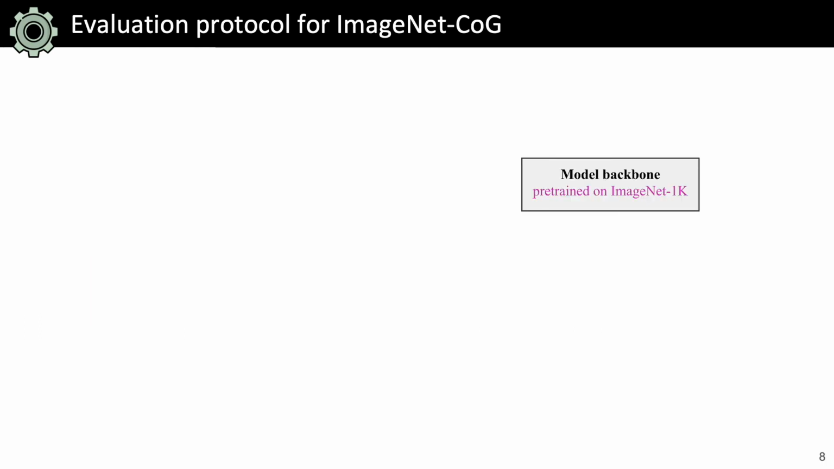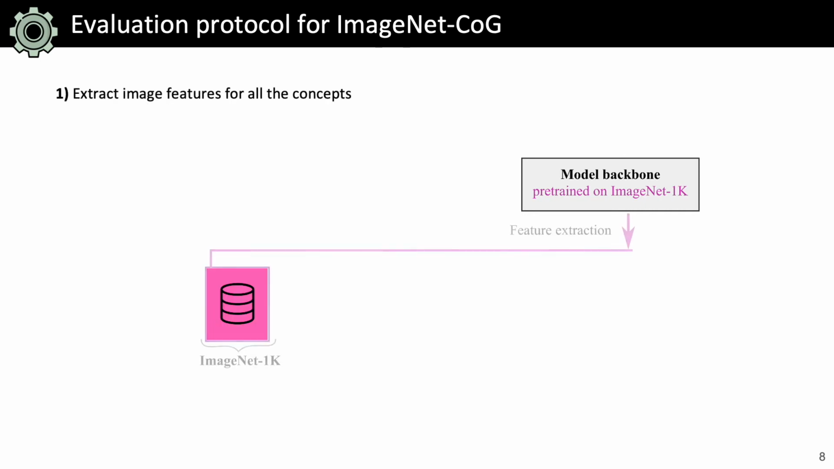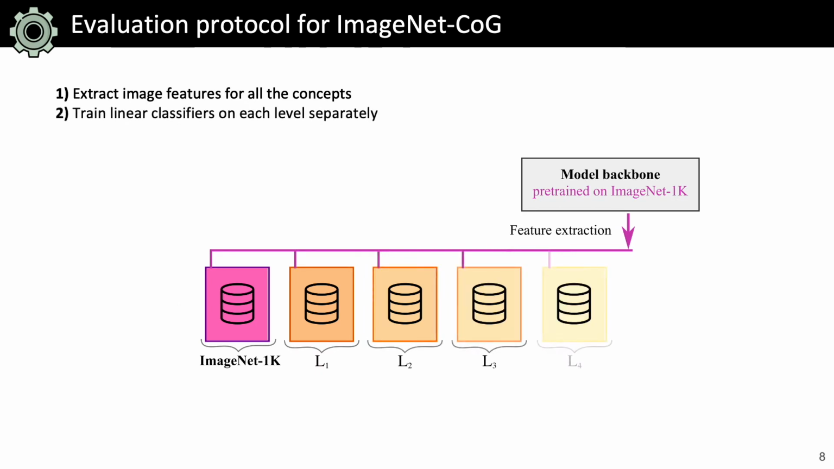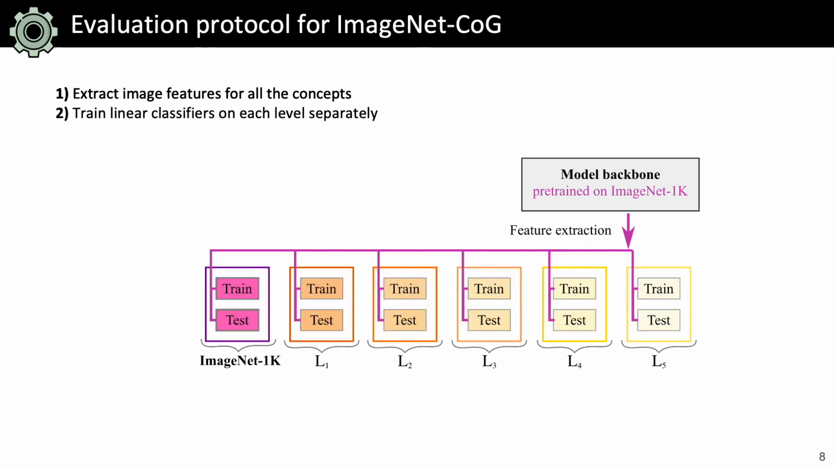We also propose an efficient protocol to evaluate a model that is pre-trained on ImageNet-1K. Concretely, we extract image features for all the concepts. Then we train linear classifiers on each level separately and denote the performance of classifiers as the concept generalization capability of that model. To train linear classifiers, we divide the data for the concepts on each level into training and test sets, and train classifiers on the training sets, then evaluate their performance on the test sets.